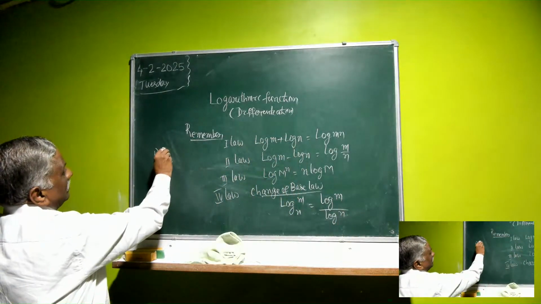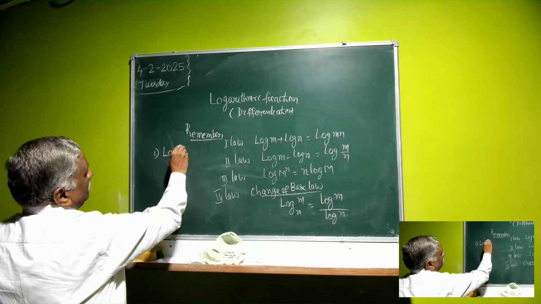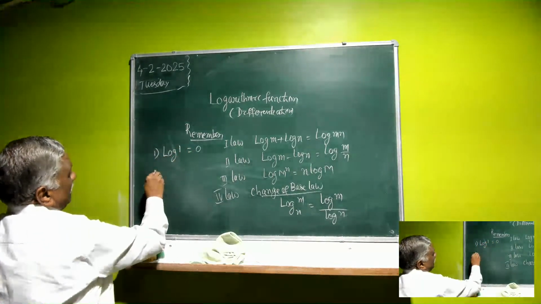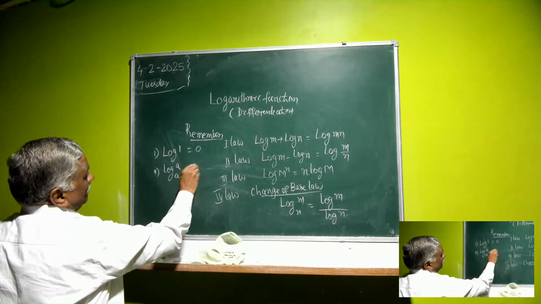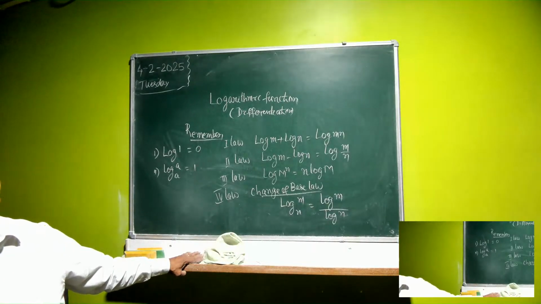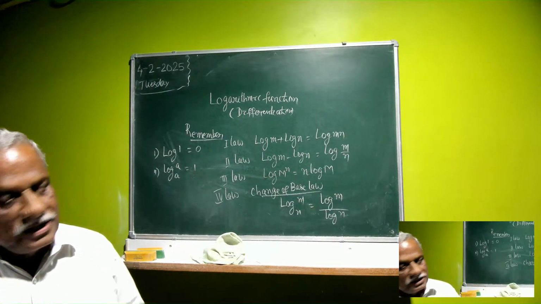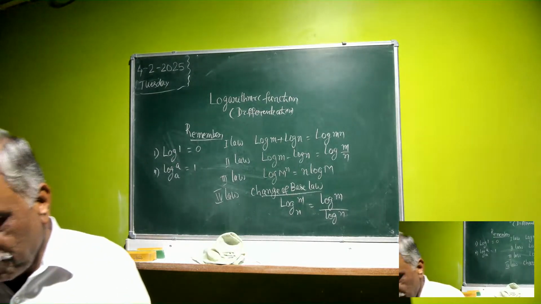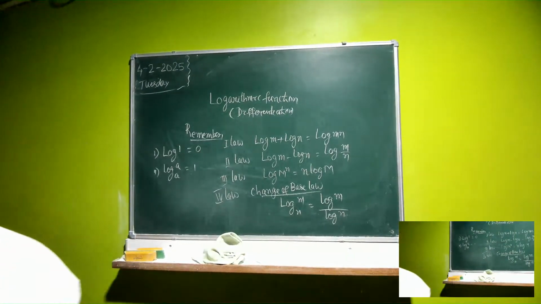Then you should remember log 1 to any base is 0. The second one, log of the number to the same base is 1. If you have these ideas, then we can work problems on logarithms. So let me start with a simple problem on logarithms. Take the first problem.